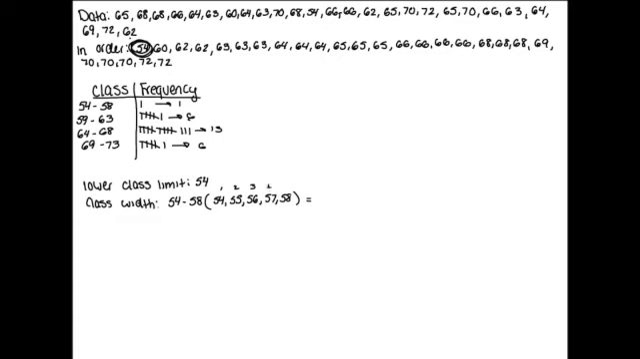And as you can see, this is 1, 2, 3, 4, 5 numbers. So our class width is 5. So now that I have identified my lower class limit, my class width, and created my frequency distribution chart, I can go right ahead and create my histogram.